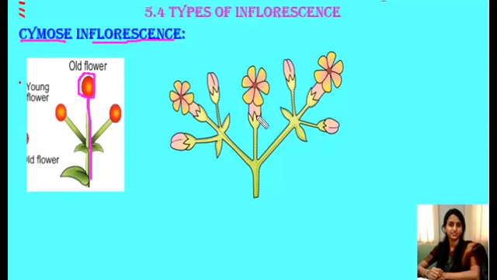Then with this image also, this is an example of cymose inflorescence. Here this is the older flower, and this is the youngest flower. So here also the inflorescence axis ends with a flower, whereas the other flowers, that is the younger flowers, are borne on either side of the older flower.